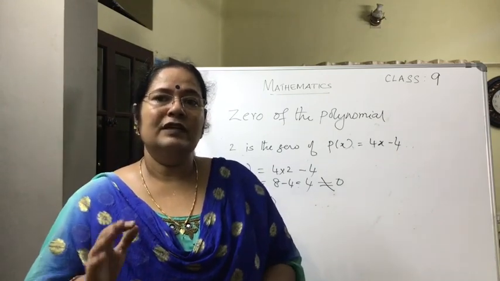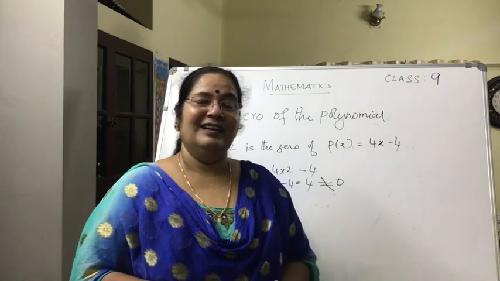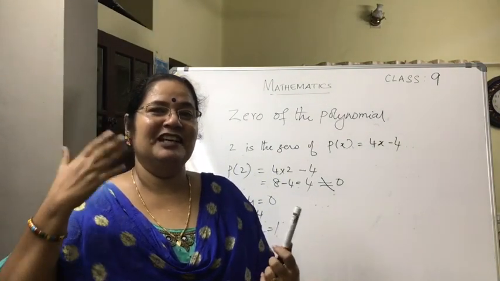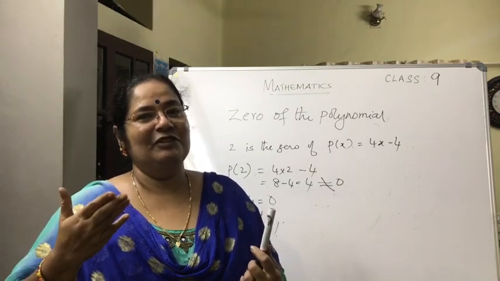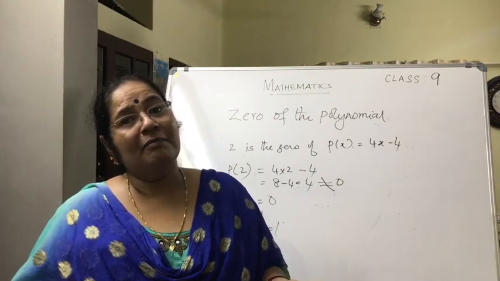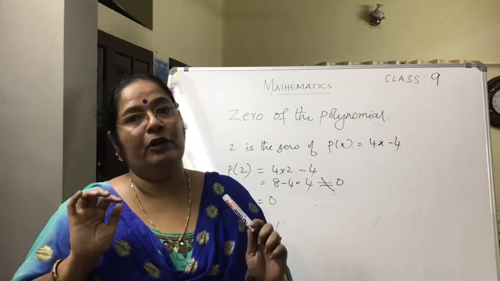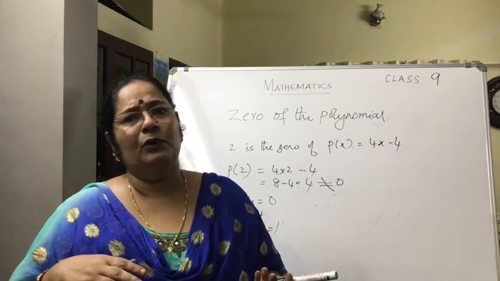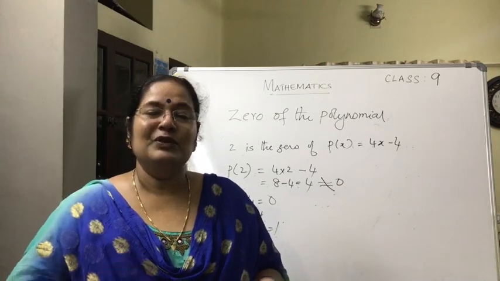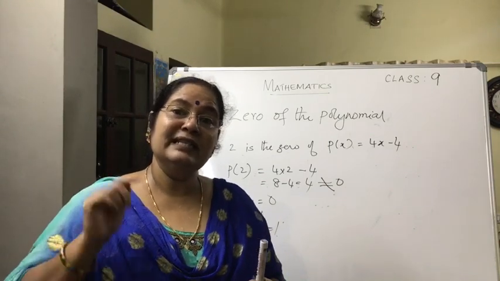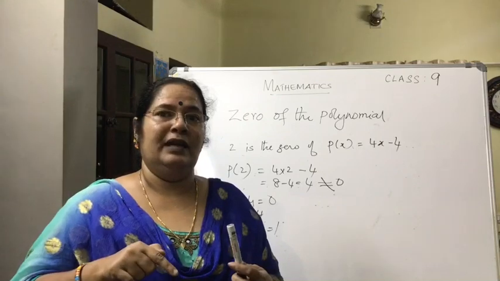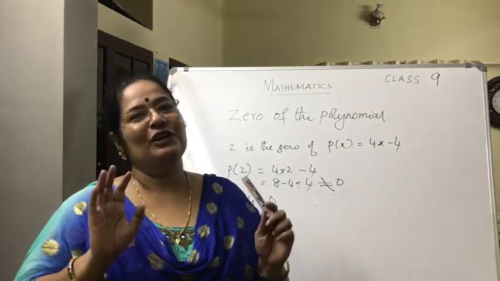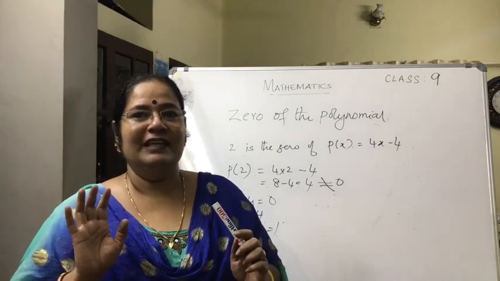What is the 0 of a 0 polynomial? Just think. Have you got any idea in your mind? Okay, I'll give you the answer. Every real number is a 0 of 0 polynomial. Because any number you multiplied with 0, the result is 0. So every real number is a 0 of 0 polynomial. And 0 is the 0 of constant polynomial. Is that clear to you?